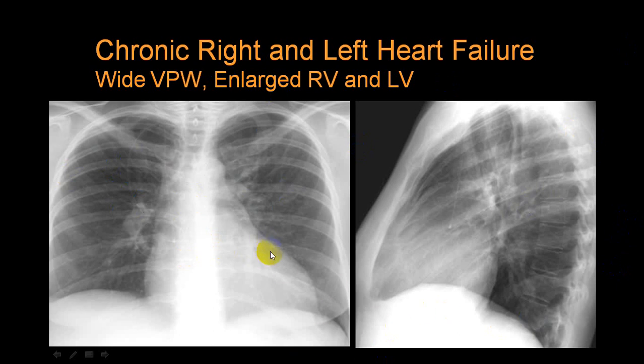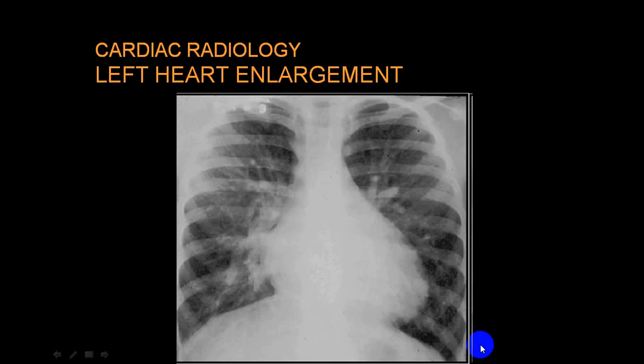Now, if you see RV and LV both enlarged, it will be in favor of combined enlargement. Here you can see RV is enlarged, and this is also extending posteriorly, and this is LV. So if you get RV and LV enlarged, and if you get a failure sign, it may be because of combined, we call it congestive heart failure.